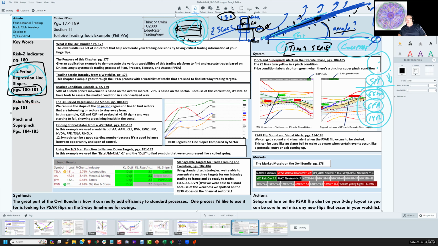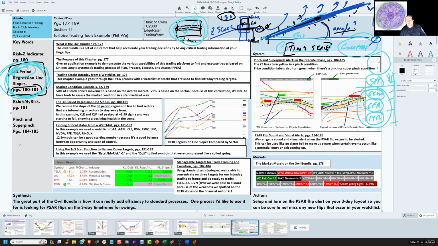And then depending on which direction I want to go, I have a sense of how both the market and the sectors are arrayed on the basis of a relative strength comparison. So that's how we use the 30-period regression line slope.